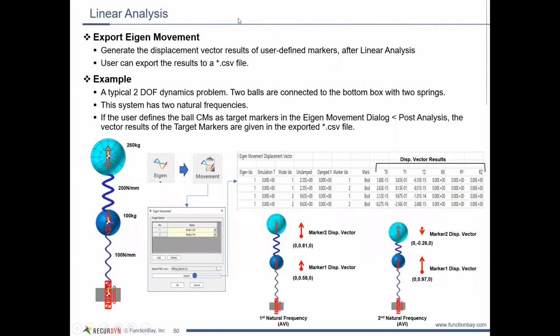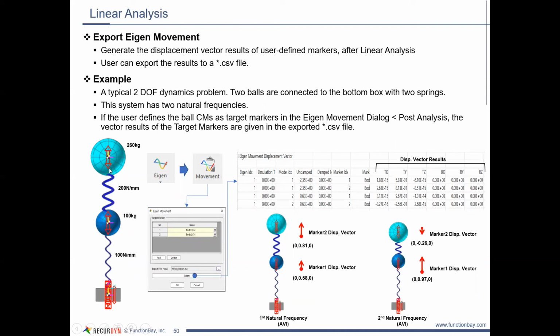Okay, for the linear analysis module, you can export the motion information for the eigenvectors. That information can be exported to a CSV file. As an example, here we have 2 balls. This is shown opposite of maybe what you see in a textbook, but in this case, we have a block at the bottom. It has a certain motion to it, and then we have these 2 balls above it, and they have certain mass and certain springs and certain spring rates.